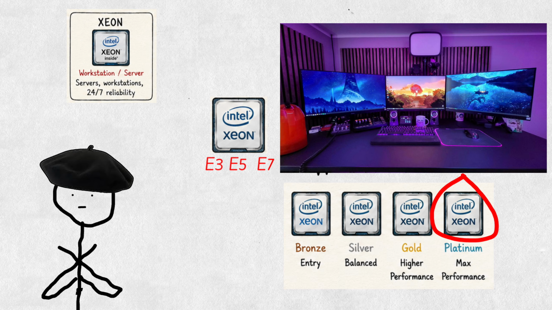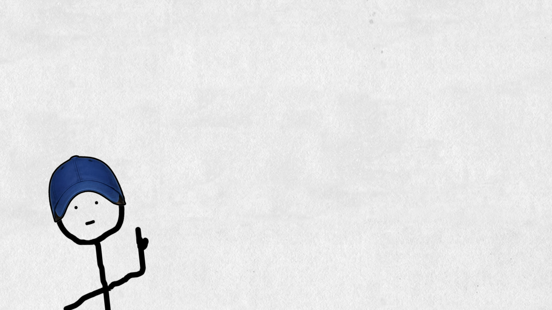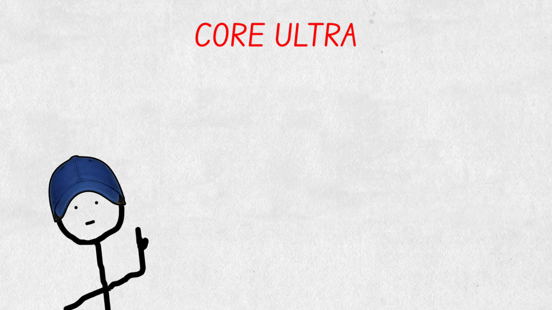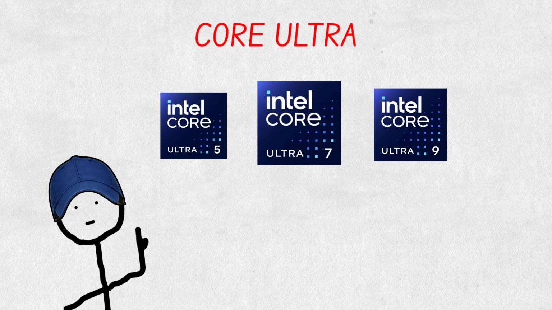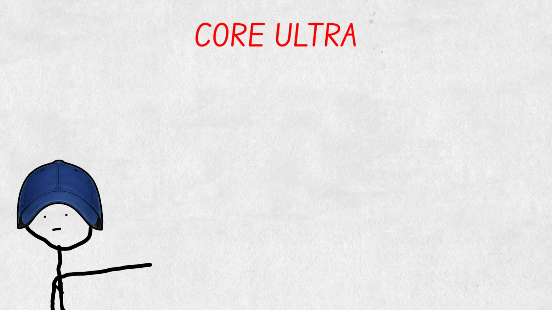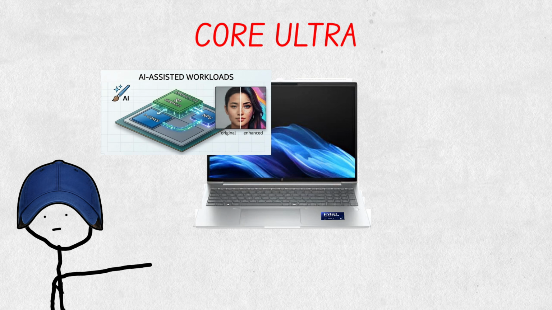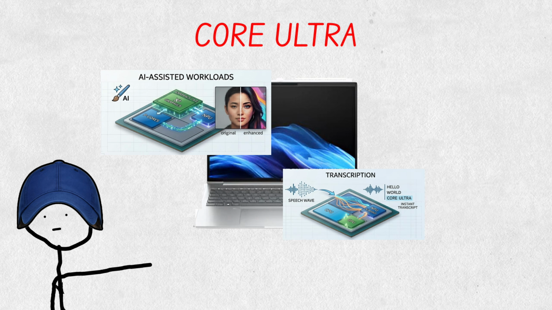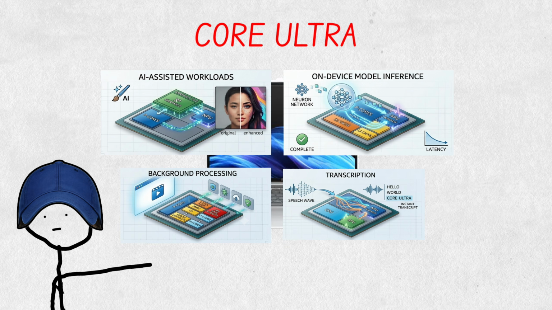One more addition to the modern lineup: Intel introduced Core Ultra branding, Core Ultra 5, Core Ultra 7, Core Ultra 9. Core Ultra chips include a built-in NPU, Neural Processing Unit. It's dedicated hardware for AI tasks, separate from the CPU cores and the integrated GPU. It handles on-device AI workloads without loading the main processor. Core Ultra is Intel's AI PC platform. If you see it on a laptop, the machine is positioned for AI-assisted workloads, real-time transcription, background processing, on-device model inference, in addition to the standard computing tasks.